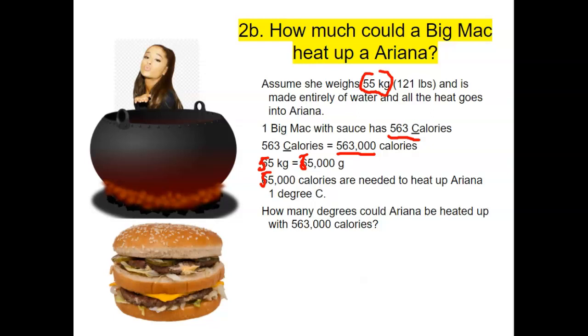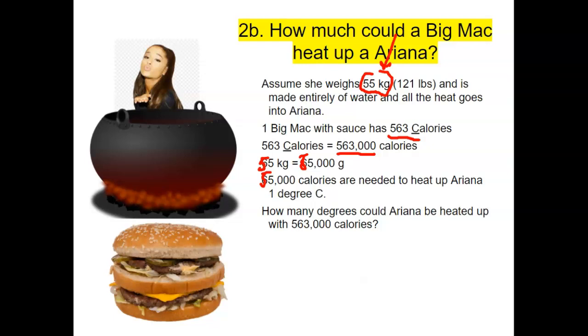So 55,000 little c calories can heat her up 1 degree C, because a kilogram is 1,000 grams, right? Kilo means 1,000. So there's 55,000 grams of Ariana. And to heat her up 1 degree, each one of those grams would need 1 little c calorie.